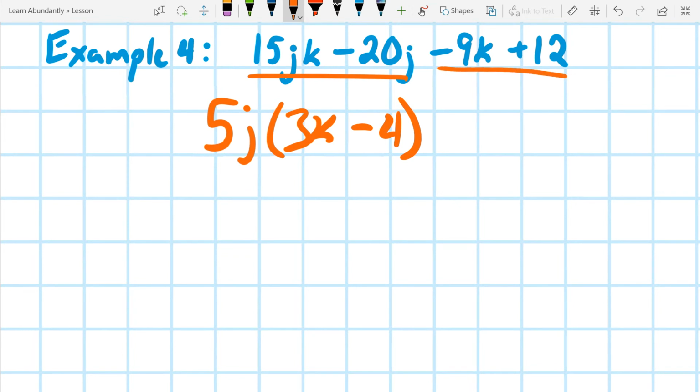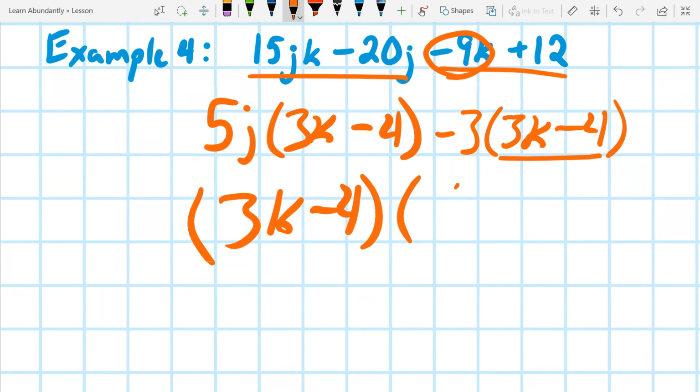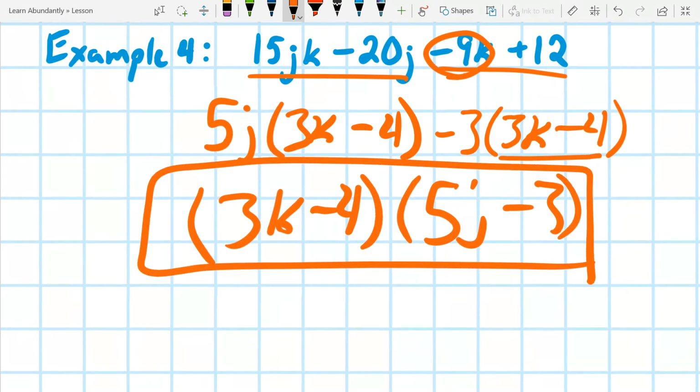When I look at the second pair, I'll notice this negative right here. And if I take out a negative 3, that would give me 3k minus 4. Sweet. Always a hint, if you have a negative in front of there, I almost always take out a negative because I'd rather the first term being positive. So when we look at this, we now have 3k minus 4 and 5j minus 3. And that's that.